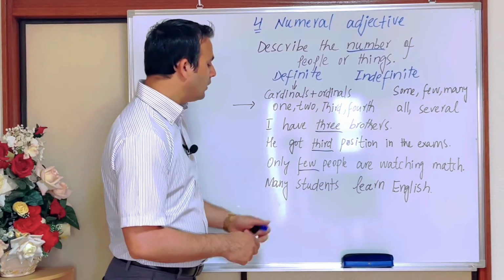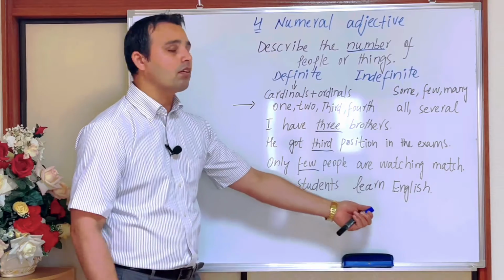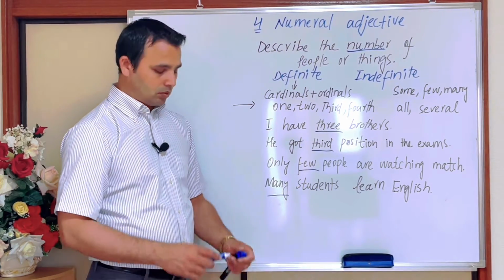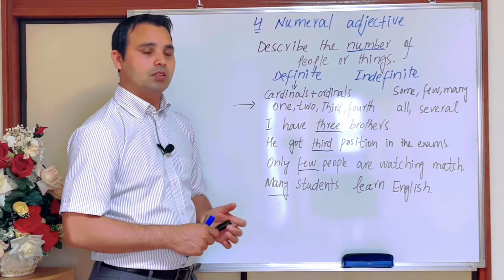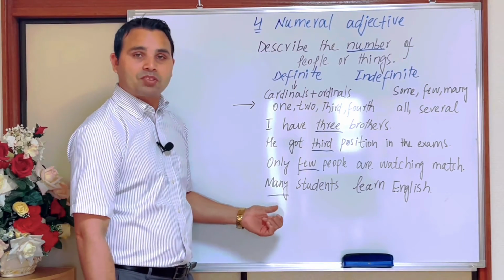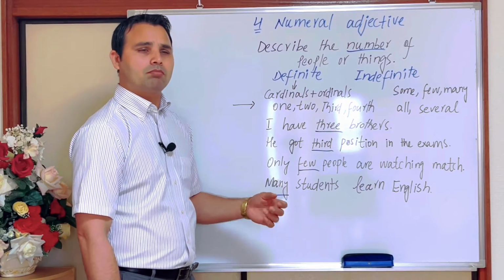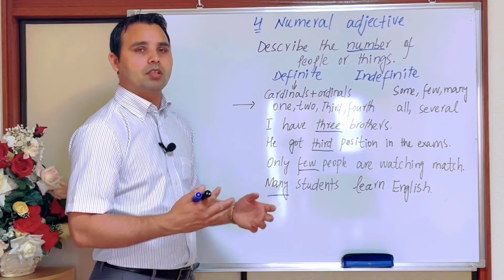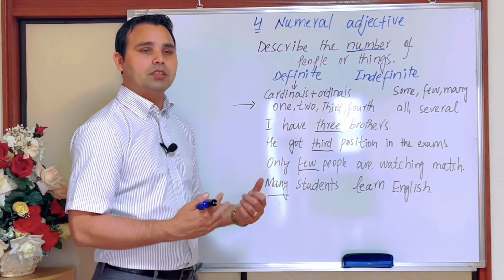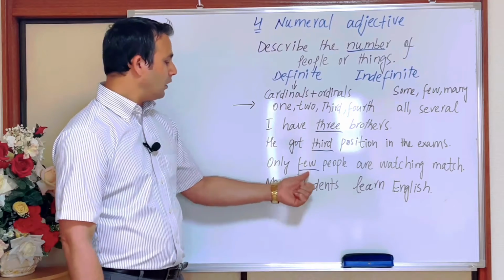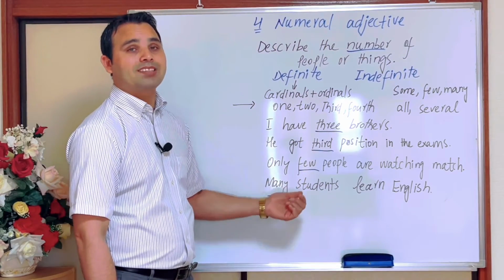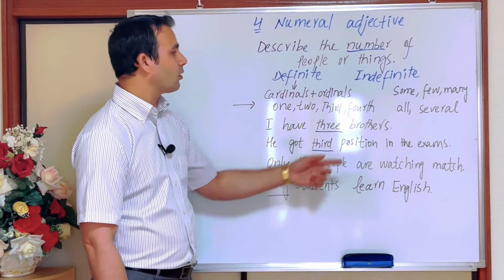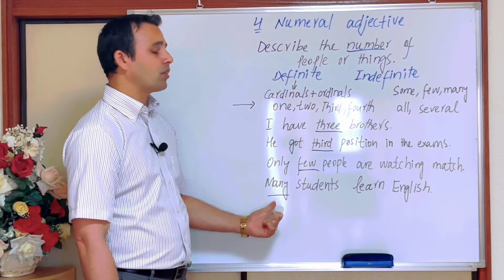Next, many students learn English. Many. There are many students. We don't know the exact number of the students. Maybe there are hundreds of students. Maybe there are only 30, 20, 50, 60 or whatever. In these 2 examples, we don't know the exact number of the people or the things. So they are called indefinite numeral adjectives.